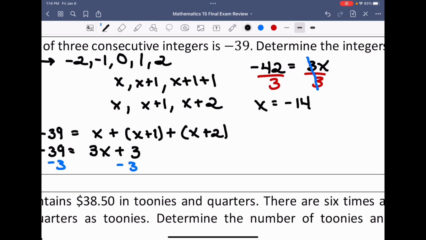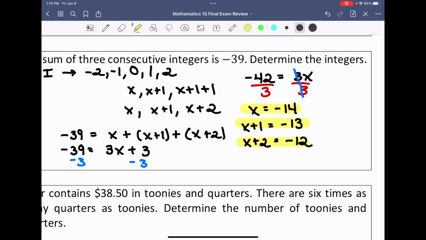Now remember, this was only one piece of the solution. That's the first consecutive integer. To get the next one, I have to go x plus 1, or negative 14 plus 1, which is equal to negative 13. And then my last number is x plus 2, the third consecutive integer. If I go x, which is negative 14, plus 2, that's equal to negative 12. So here are the answers, and I'll highlight all three of them: 1 consecutive integer, 2 consecutive integers, and 3 consecutive integers.